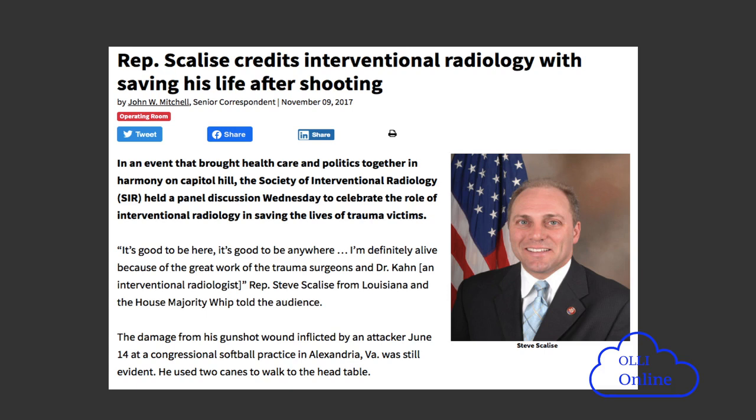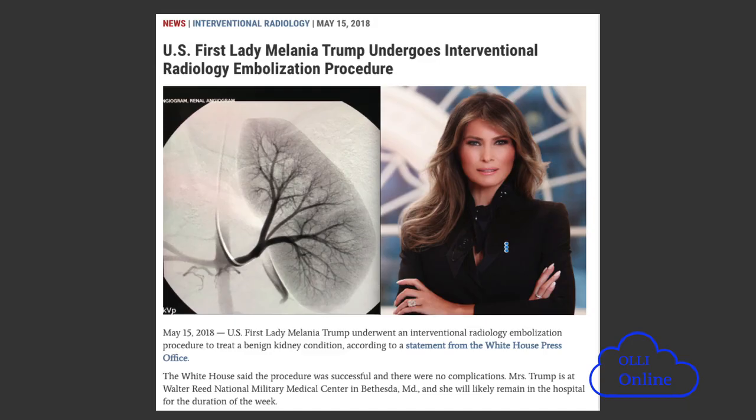While a trauma surgeon may have seen him and evaluated him, it was probably just a very straightforward procedure for the interventional radiologist who went in through his groin, embolized this bleeding artery, and he was able to be discharged soon after. So pretty interesting. He also actually did thank interventional radiology as well. This is Melania Trump. She also had an embolization of a tumor in her kidney, also done by interventional radiology.